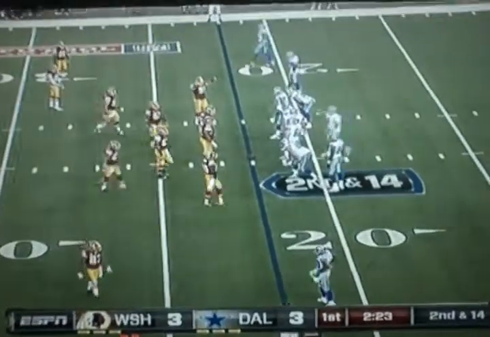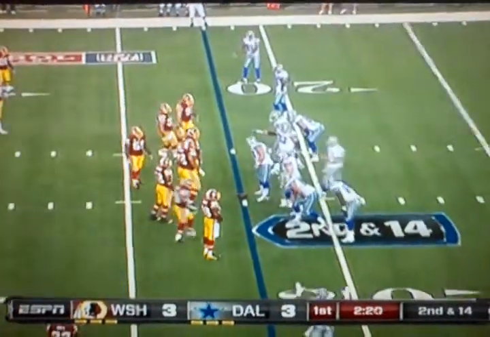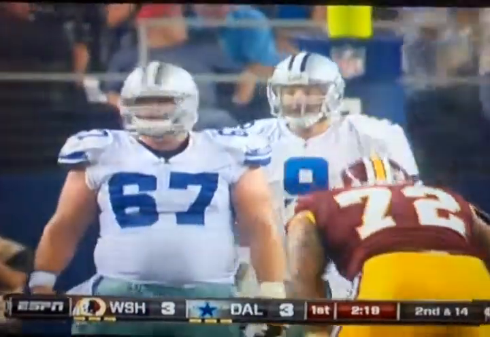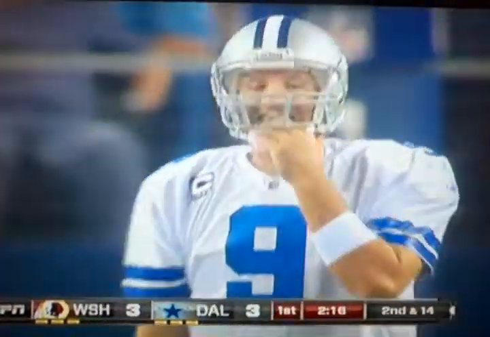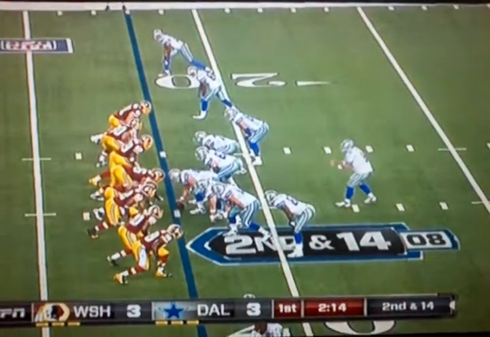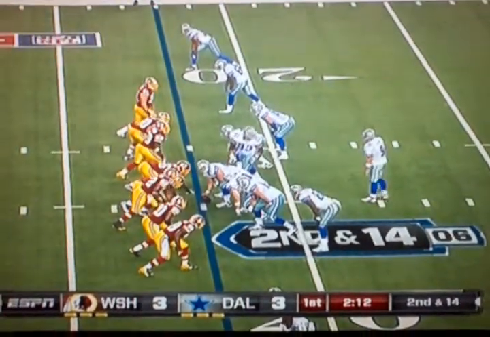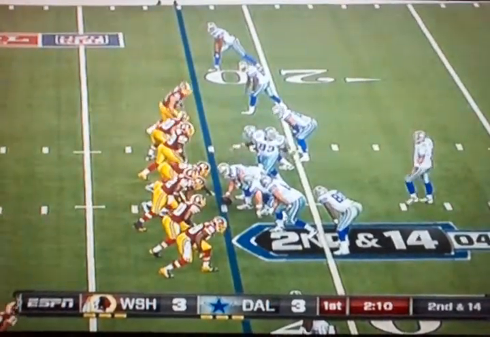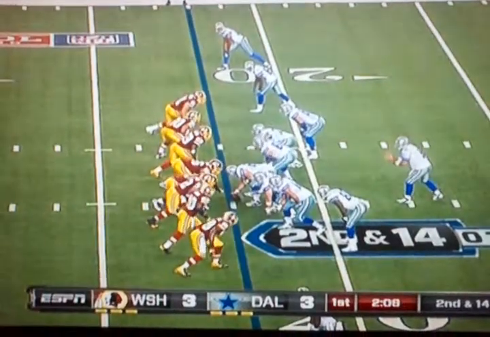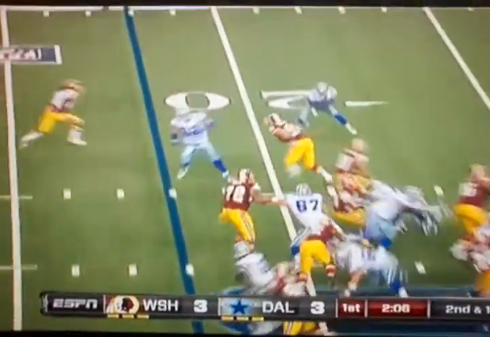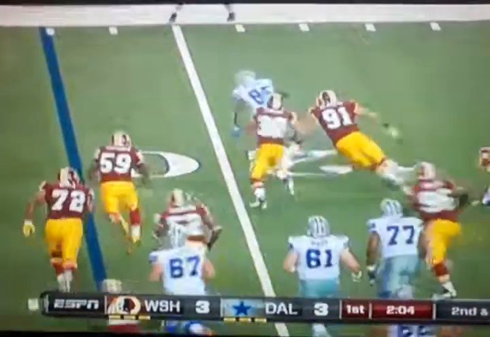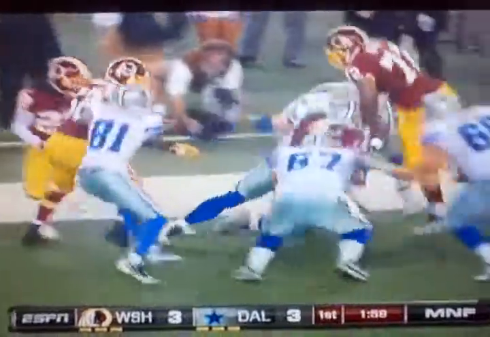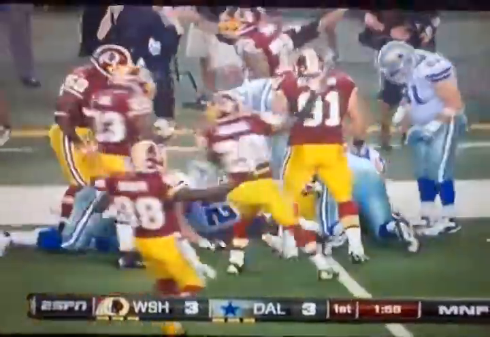So this is a young offensive line that Tony Romo's going to have to grow with. Dallas going without a huddle on second and 14. They're showing a lot of blitz right here. Eight guys up at the line of scrimmage. They're all coming. Ogletree wrapped up. Got away from Kerrigan. LaRon Landry caused the fumble, which is recovered by Washington at the 10-yard line.